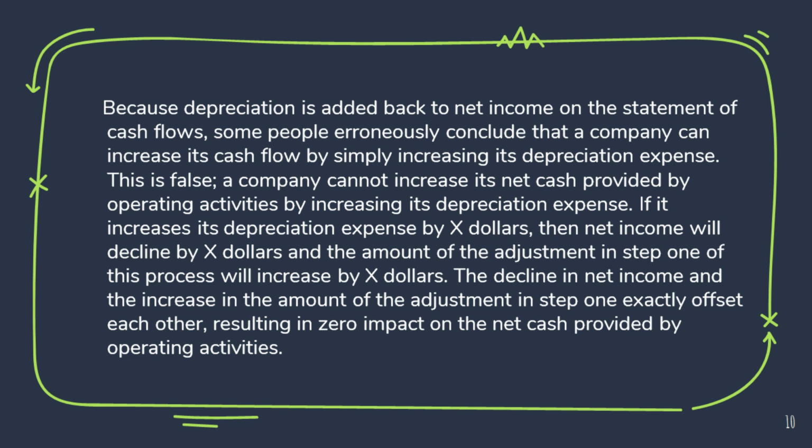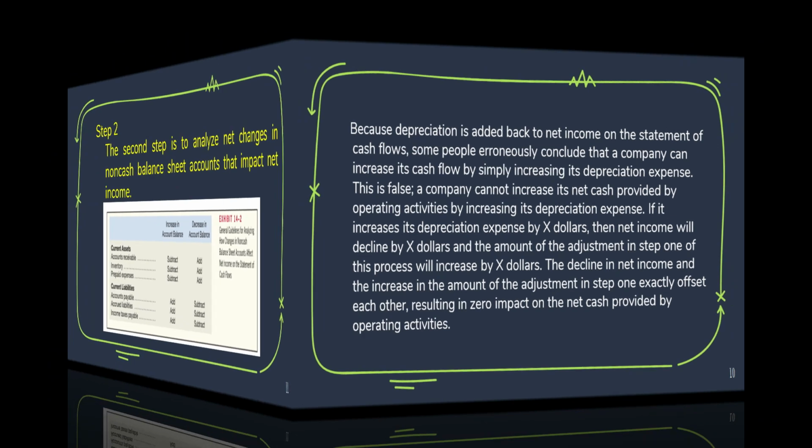Some people erroneously conclude that a company can increase its cash flows by simply increasing its depreciation expense. This is actually false. A company cannot increase its net cash provided by operating activities by increasing its depreciation expense. If it increases its depreciation expense by X dollars, then the net income will decline by X dollars and the amount of the adjustment in step 1 of this process will increase by X dollars. The decline in net income and the increase in the adjustment exactly offset each other, resulting in zero impact on the net cash provided by operating activities.